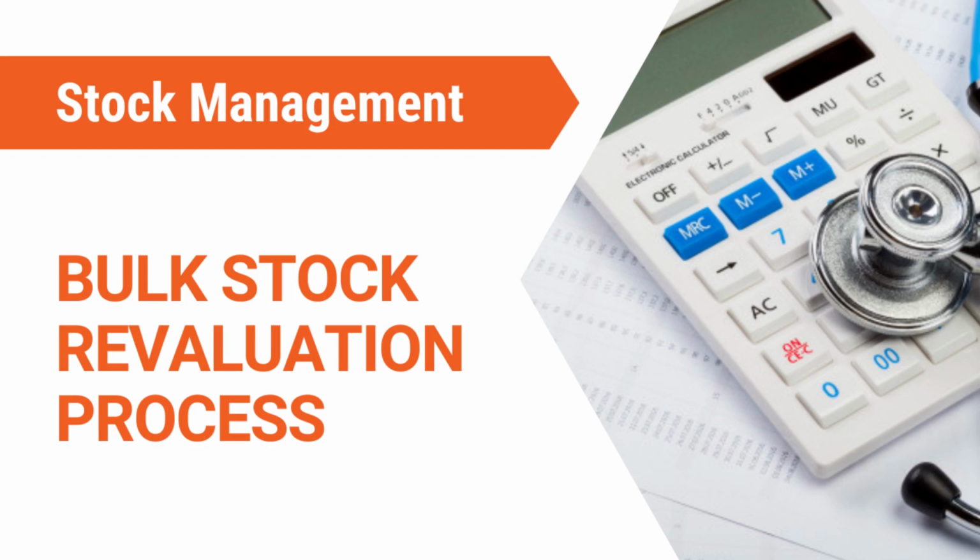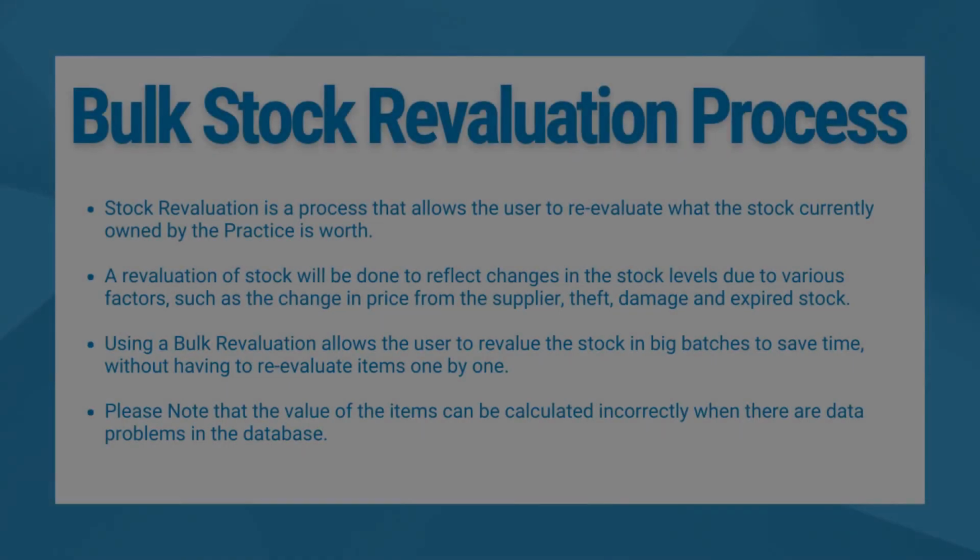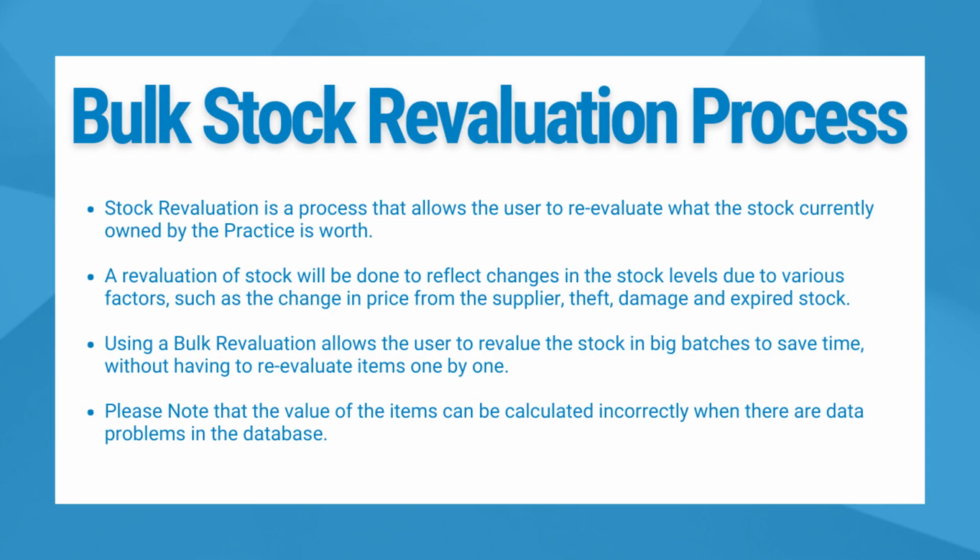The goal of this video is to show you the bulk stock revaluation process. Stock revaluation is a process that allows the user to reevaluate what the stock currently owned by the practice is worth. A revaluation of stock will be done to reflect changes in the stock levels due to various factors such as change in price from the supplier, theft, damage, and expired stock. Using a bulk revaluation allows the user to revalue the stock in big batches to save time, without having to reevaluate items one by one.